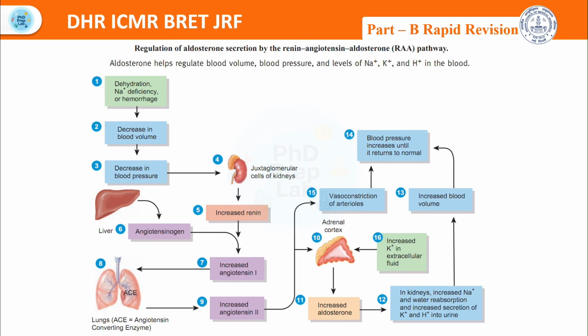The juxtaglomerular cells act and release renin. Renin converts angiotensinogen to angiotensin 1, and then ACE will act on angiotensin 1 and convert it into angiotensin 2, which leads to vasoconstriction plus aldosterone plus ADH secretion plus thirst, which altogether increases the blood pressure and blood volume.